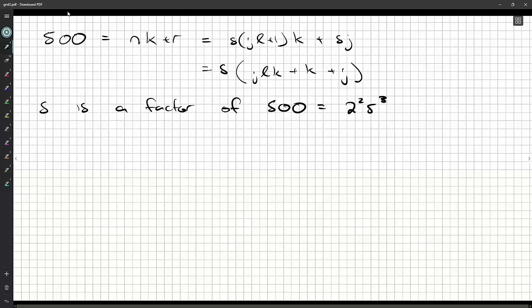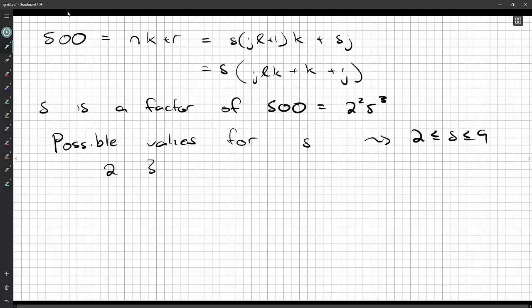Well, possible values for S. We know S has to be between 2 and 9. So what could we have? 2, 3, 4, 5, 6, 7, 8, 9. 9's off the table, 8's off the table, 7, 6. There's no multiples of 3. It could really just be 2, 4, and 5. So do we want to do cases now of the possible R values?